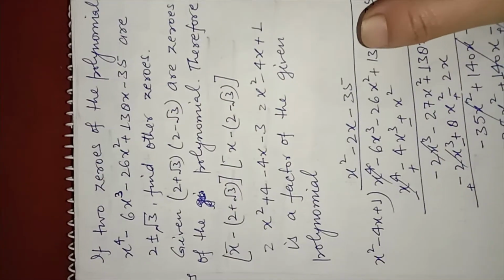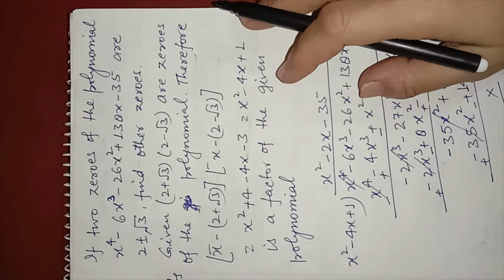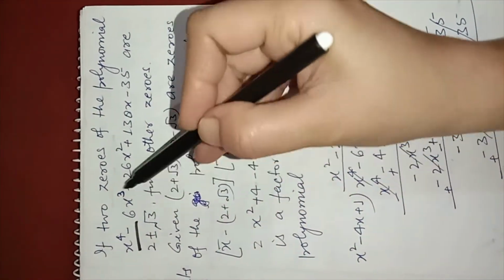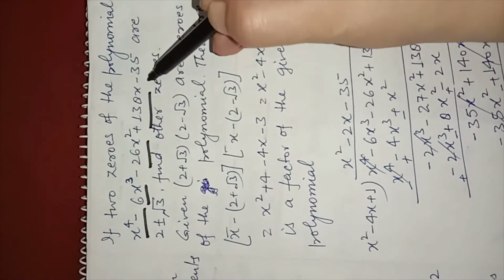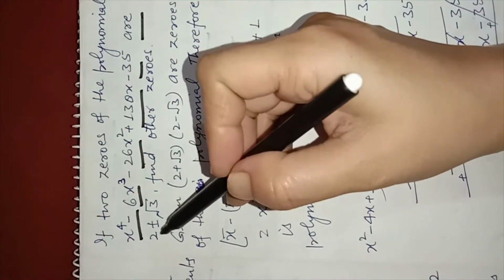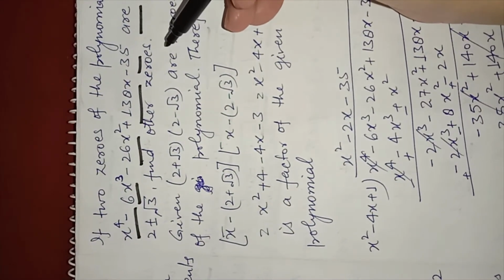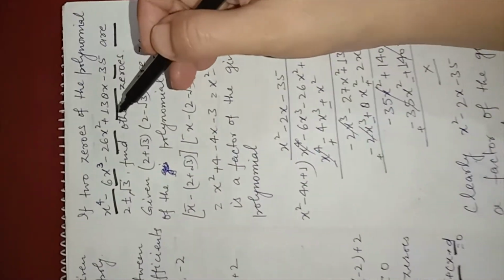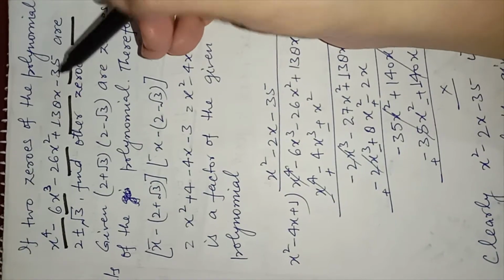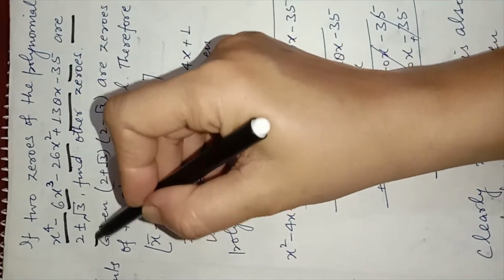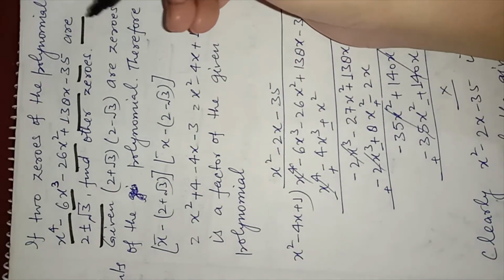Now we have to find all the zeros of the given polynomial. If two zeros of the polynomial x to the power 4 minus 6x cube minus 26x square plus 138x minus 35 are 2 plus minus root 3, find the other zeros. It is a polynomial of degree 4, so it will have 4 zeros. Out of the 4 zeros, 2 are given to us, 2 plus root 3 and 2 minus root 3. We have to find the other 2 zeros.